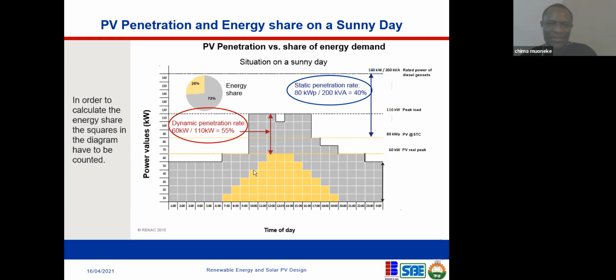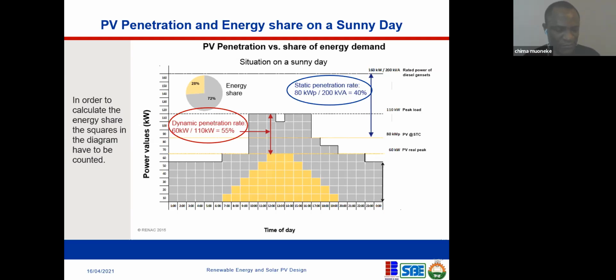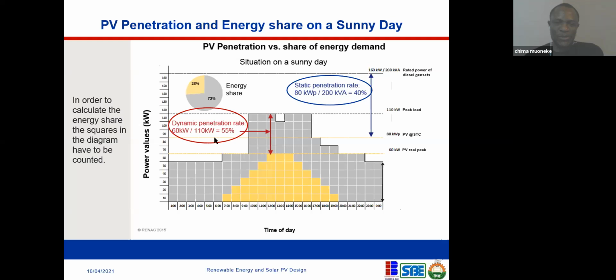Is this just a straight ahead calculation? And then you have your peak demand at that time at your 10 a.m. is still the same thing as 110. What do we have? 36.36%. Okay, so that's correct. So that's how we determine the dynamic penetration rate and the static penetration rate, and of course the energy share.